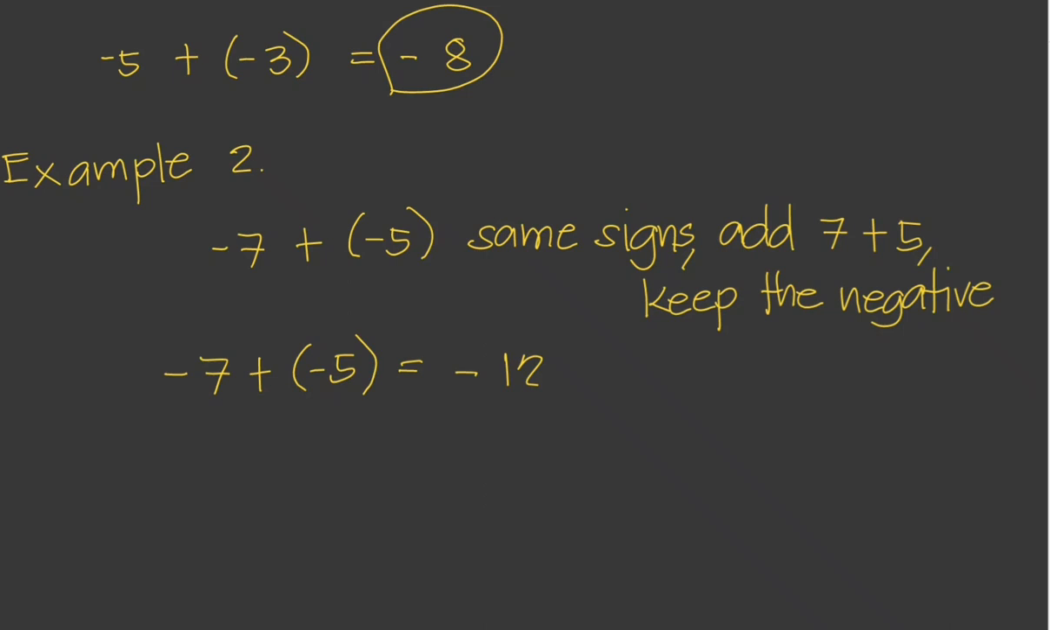Another example, what if we're given -7 plus -5? 7 and 5 here have the same signs, so we just have to add 7 and 5 and keep the negative. So that would become -7 plus -5. 7 plus 5 is equal to 12, and then you copy the negative sign.